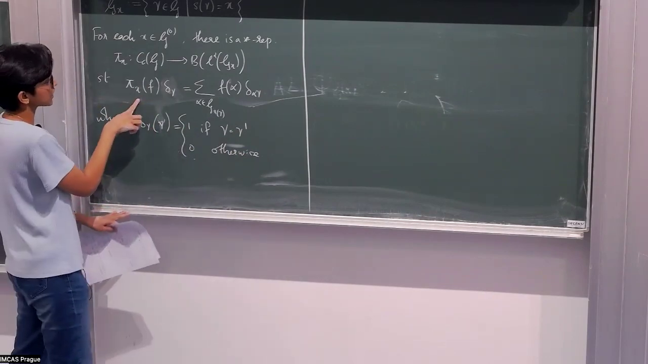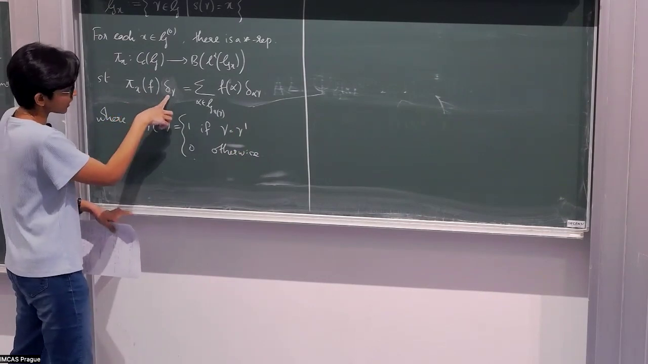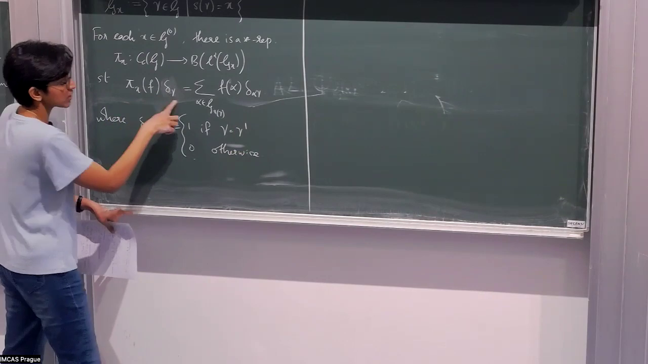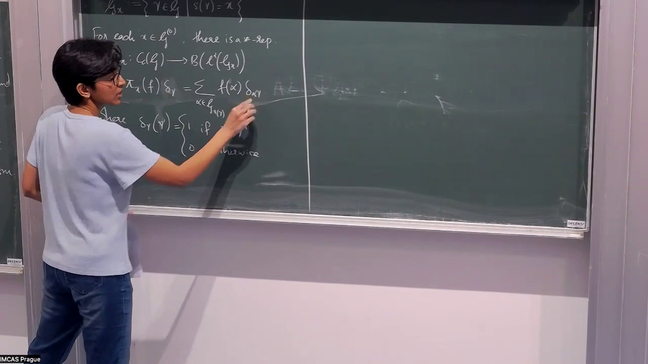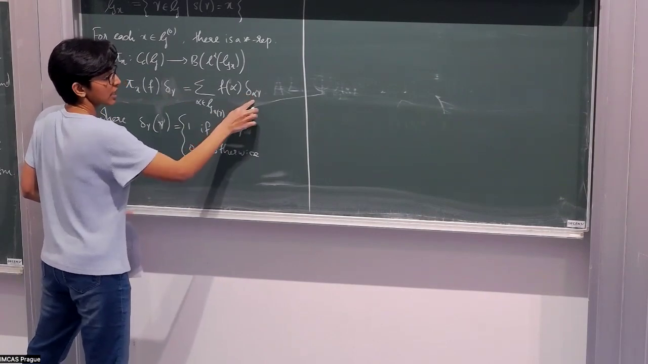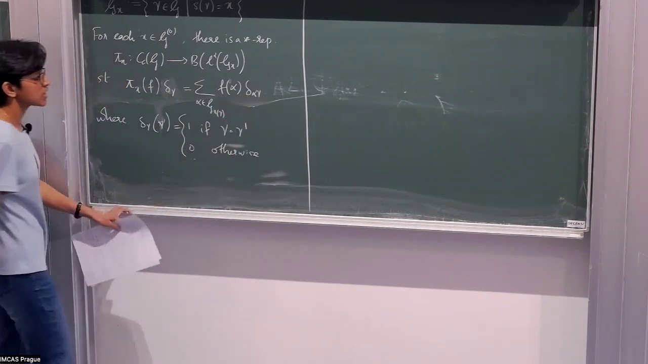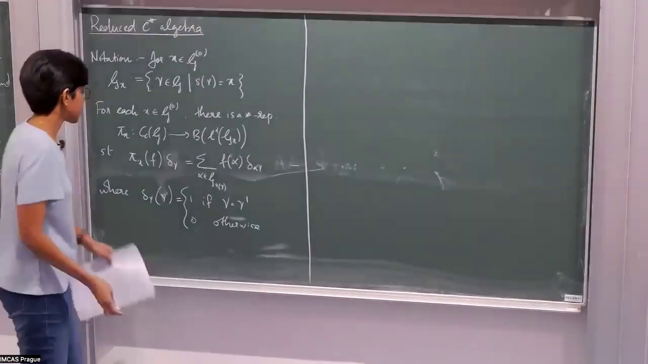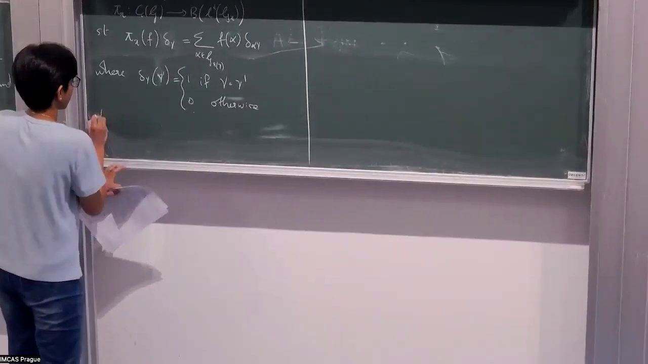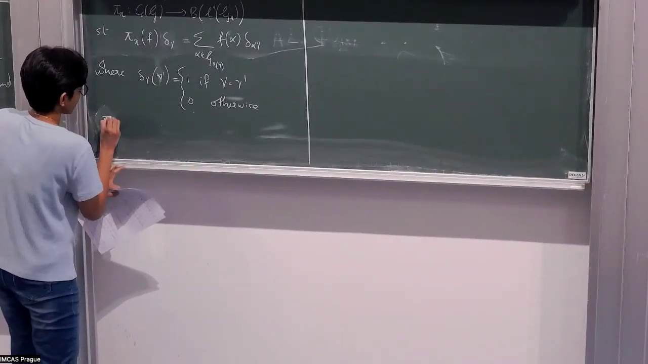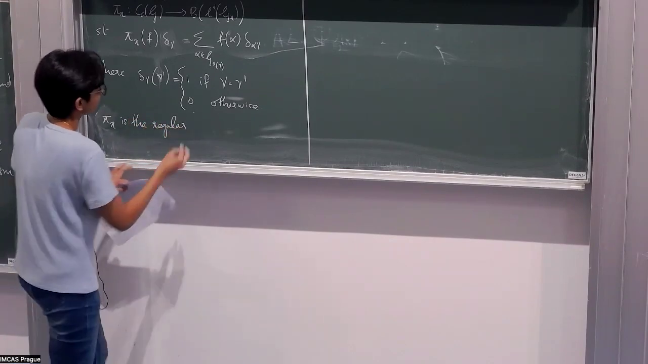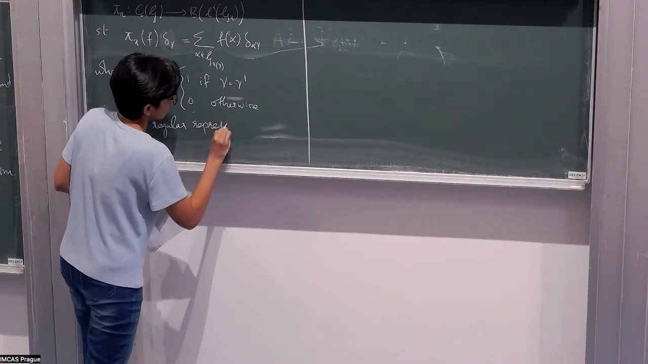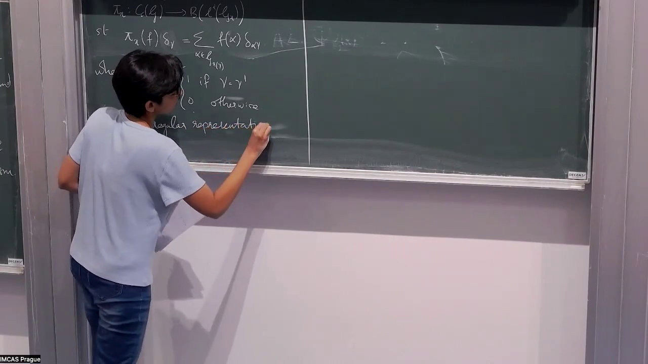So we have this representation pi x, and we take any function f and evaluate it at delta gamma. Here this condition is for this to make sense. So we take all the alpha that can be composed with this gamma, and then we just sum over them. This is called the regular representation associated to x.